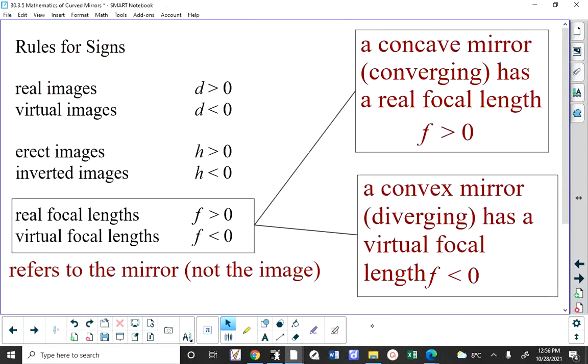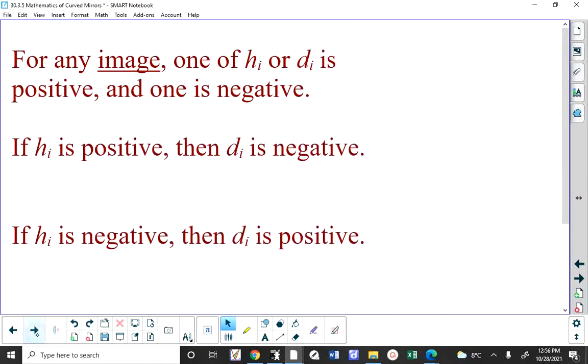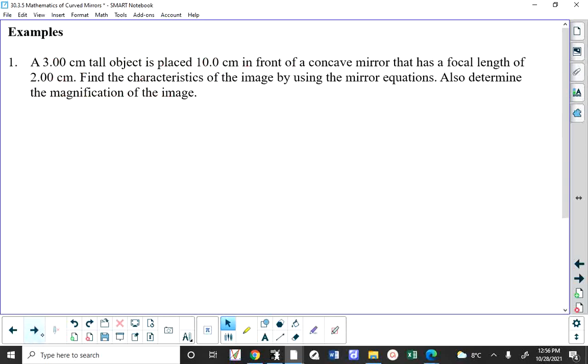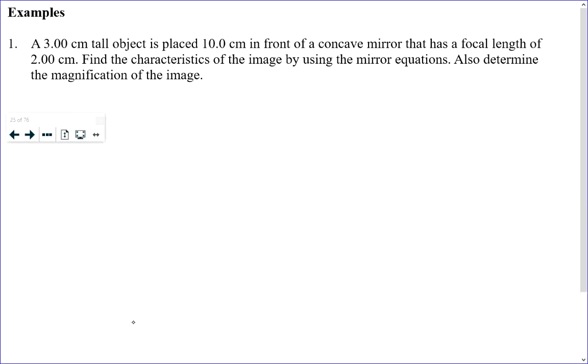All right, let's give this a crack. I've already explained this. Example 1 says we take a 3 centimeter tall object and we put it 10 centimeters in front of a concave mirror that has a focal length of 2 centimeters. What are the characteristics of the image? So what we really want to know is what's the height of the image, what's the displacement of the image, and what's the magnification of the image. All of that will collectively as well tell us whether it's virtual or real.